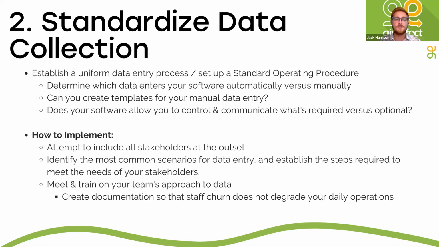Second tip is standardize your data collection as much as humanly possible. Establish that uniform data entry process. Now, I'm under no illusions. Again, you're collecting data of all different types, again, whether that be donor data, volunteer data, constituent data based off of the different individuals or community members that you serve through your programs and services. And so whether it's one process or multiple, try to have this be as uniform as possible.